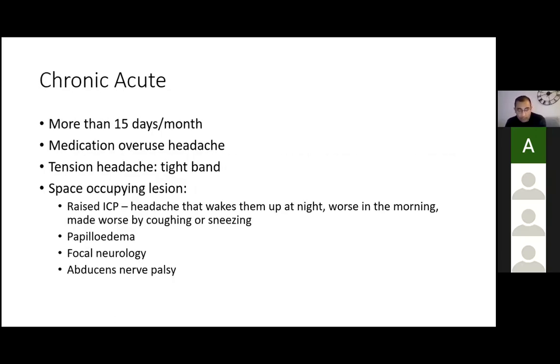And then chronic headaches, more than 15 days a month of headache. These can be from medication overuse headaches, tension headaches. And again, with chronic headaches, don't forget to rule out, or ask the red flag questions for, space-occupying lesions. So headache that wakes them up at night, worse in the morning, made worse by coughing or sneezing. Do fundoscopy to look for any papilledema, and ask about any focal neurological symptoms.